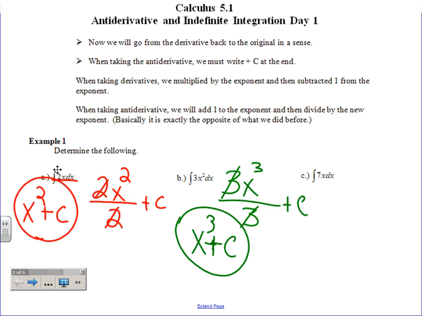Now, obviously, not all the time are things going to cancel like that, and so I gave you letter C over there. I'll show you what some people do. So it's 7x to the second over 2, plus something, yep, a constant. And is there anything you can do there? Not really. Might as well just leave it like that.